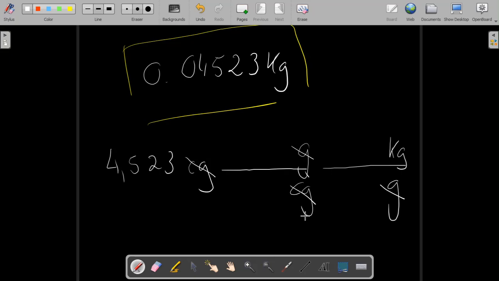How are these two related? Well, I know that there are 100 centigrams in 1 gram. Also know that there is 1,000 grams in 1 kilogram. Now I have all the information I need. I multiply everything that's at the top, so this 4,523 times 1 times 1. The ones don't change anything, so you're left with this number. Divide by 100 and divide by 1,000.